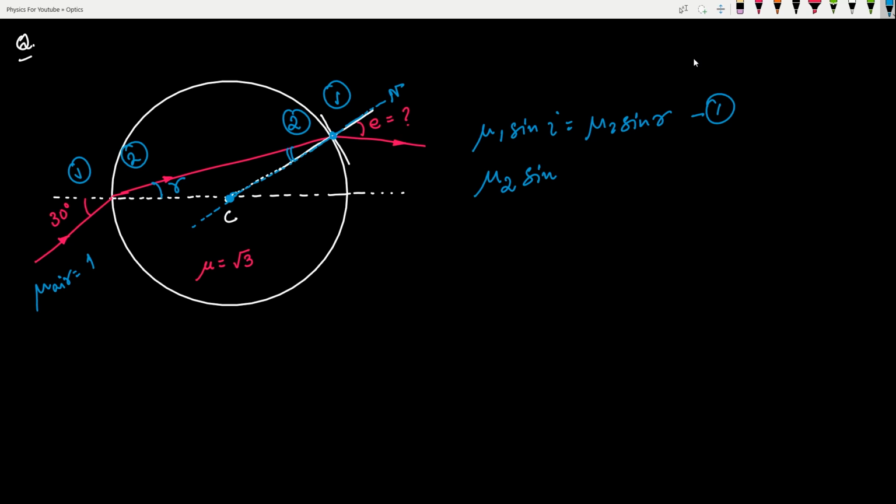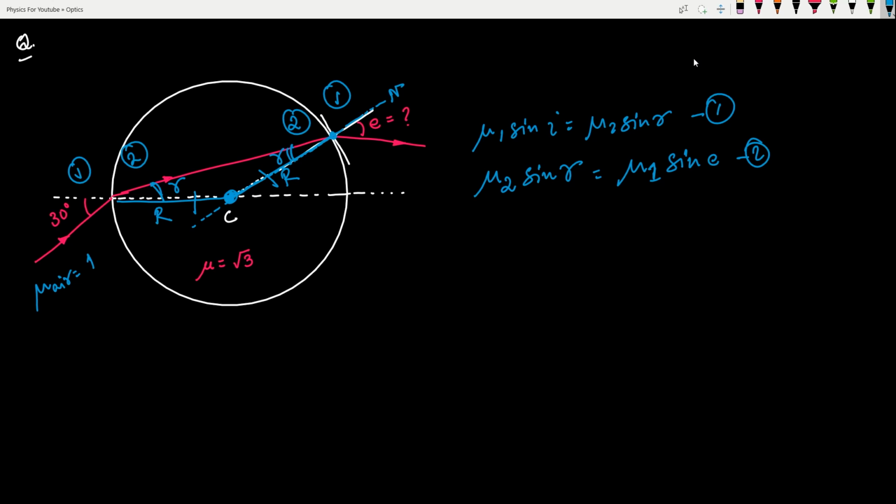Now if you look into this figure, then it's very easy. We know that if this is the center, then the distance from the center to the surface is the radius of the circle, and the distance from the center to this surface is also the radius. Therefore this side is equal to this side, and therefore this angle has to be equal to this angle, R. So this will also be sin R, which is equal to mu1 again, because we are going to medium 1 again, sine of the emergence angle. Easy. This is our second equation.